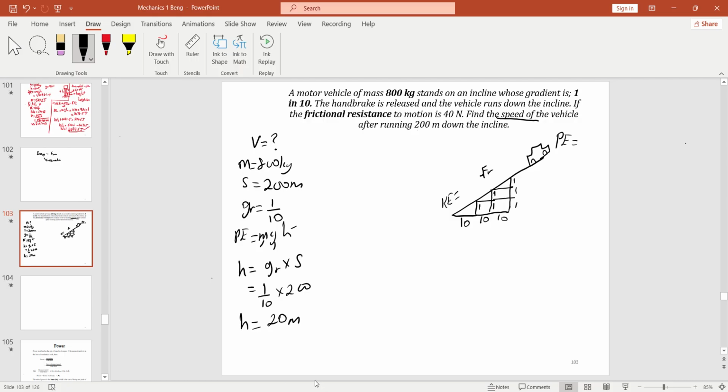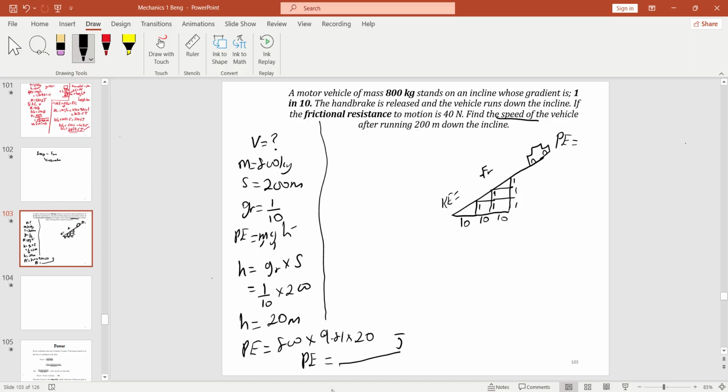We have our height, so it's now easier to find the potential energy, where PE will now be equal to 800 times gravity, which is 9.81, times the 20. Okay, and we get the value of PE, which is going to be in joules. So we have PE.